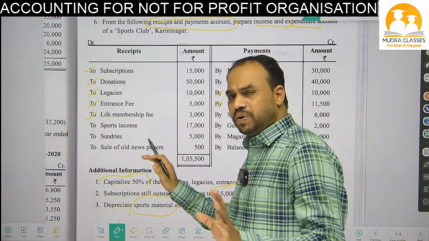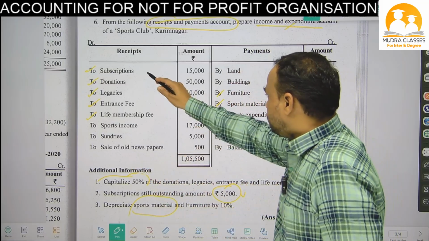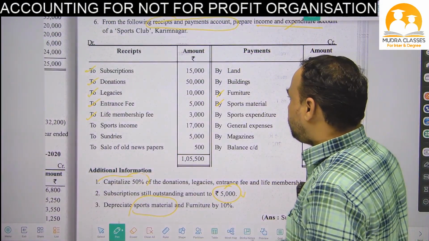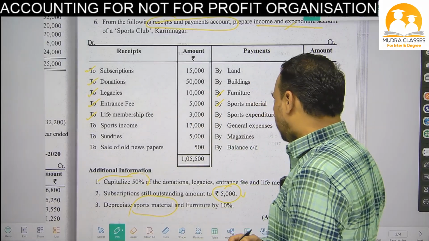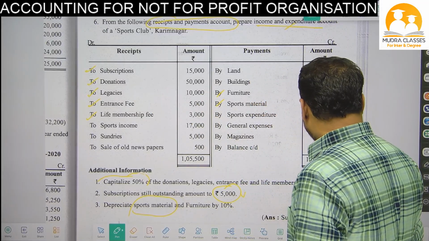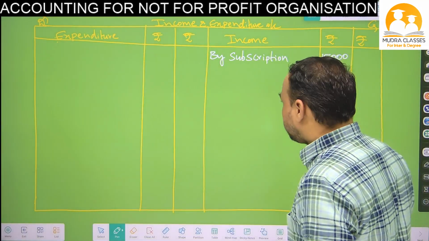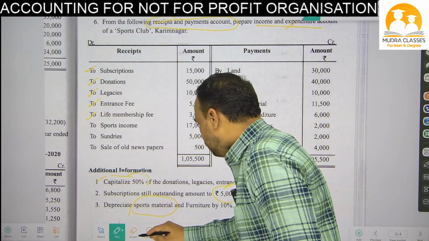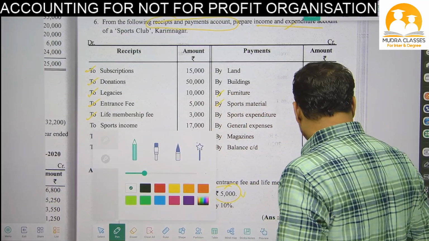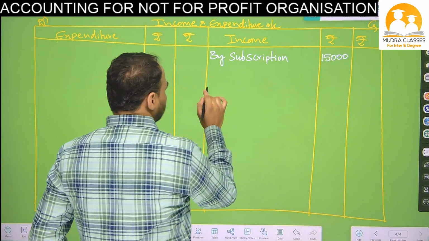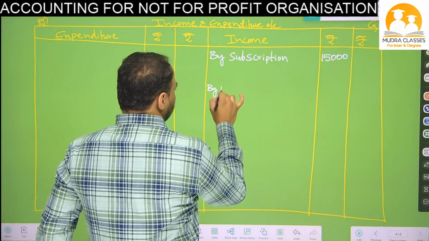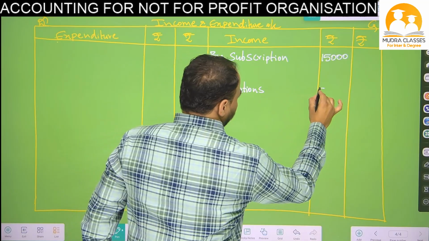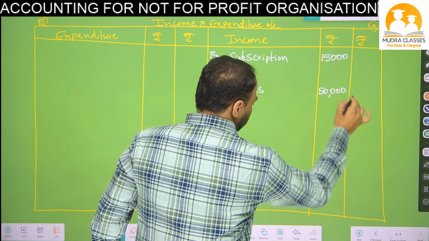Next one, life membership, simple beta. Okay, how to do? Subscription given, write in the income and expenditure account, credit side. What is the next item given, beta? Donations given. Okay, first of all, for subscription leave some place. Next, what is the second item here? Donation. So write in the inner column, because 50% of the amount is capitalized, so we will write in the inner column. Let's see, I will leave some place for subscription here. By donations, 50,000 given, write in the inner column, we have adjustment.